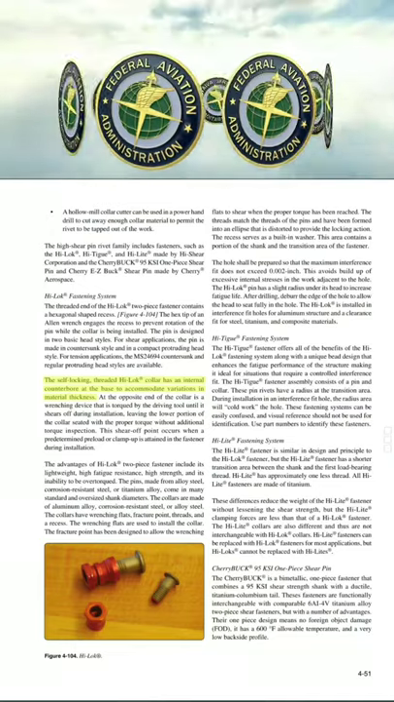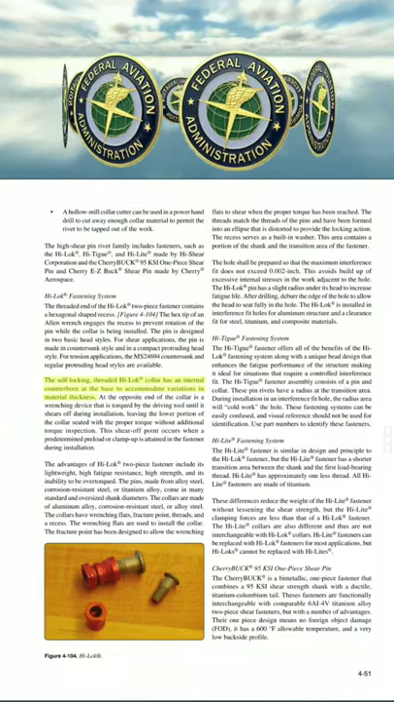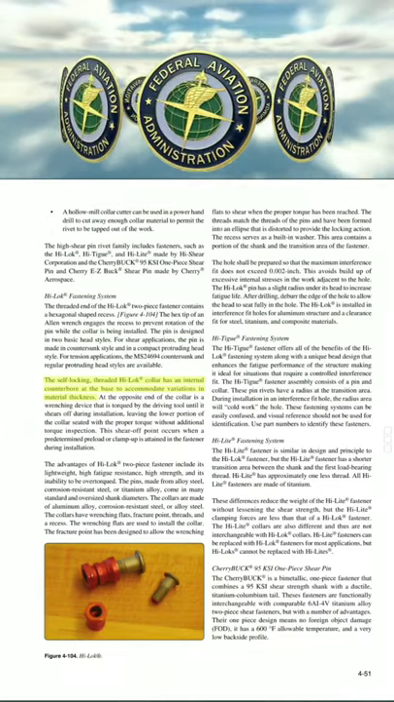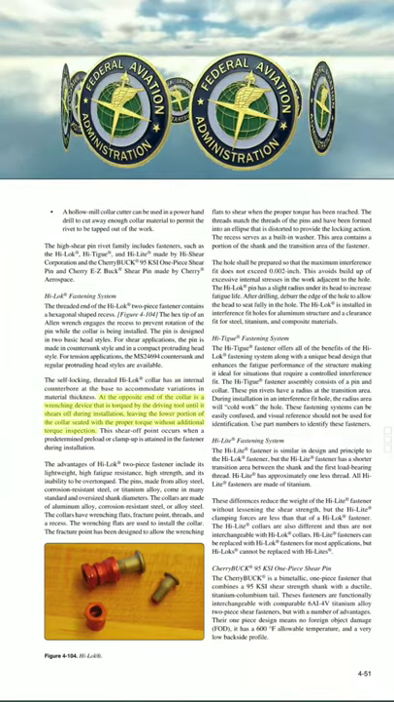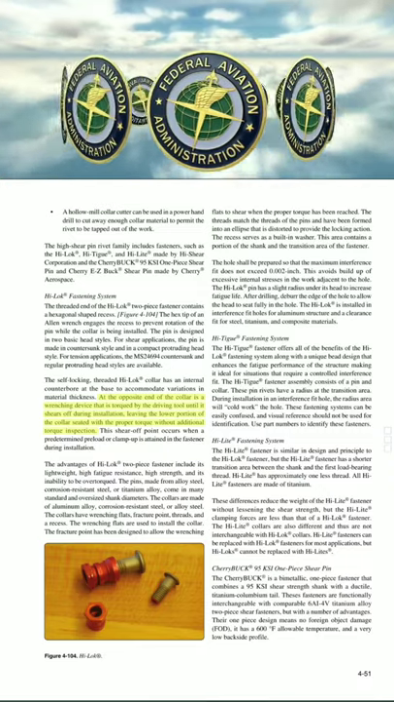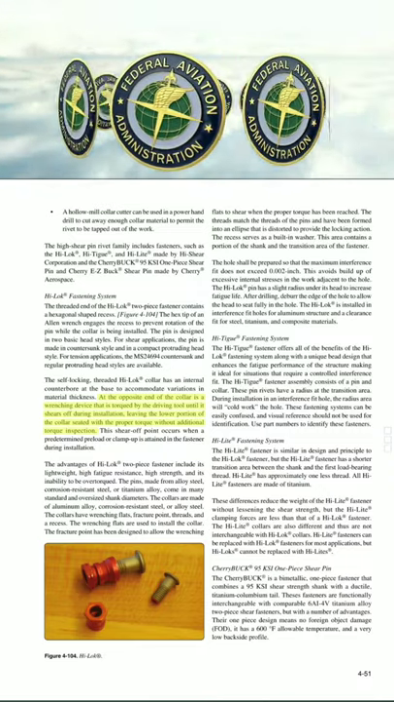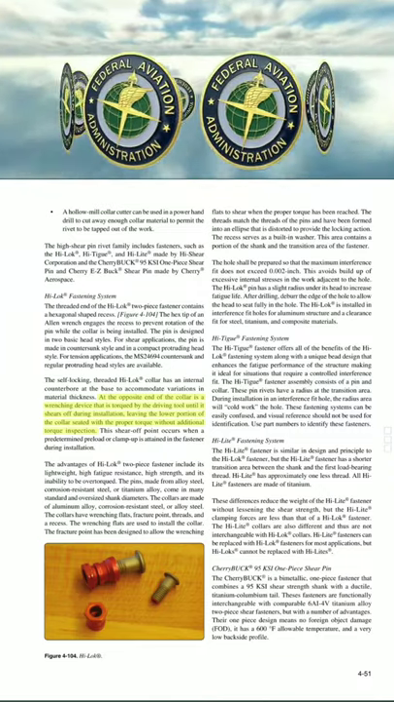The self-locking, threaded Hi-Lok collar has an internal counterbore at the base to accommodate variations in material thickness. At the opposite end of the collar is a wrenching device that is torqued by the driving tool until it shears off during installation, leaving the lower portion of the collar seated with the proper torque without additional torque inspection.